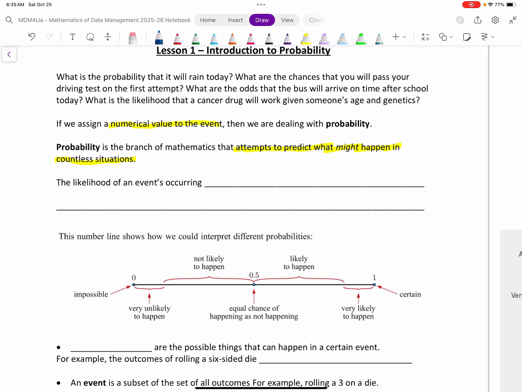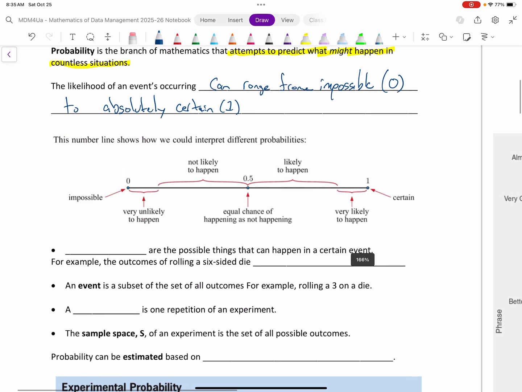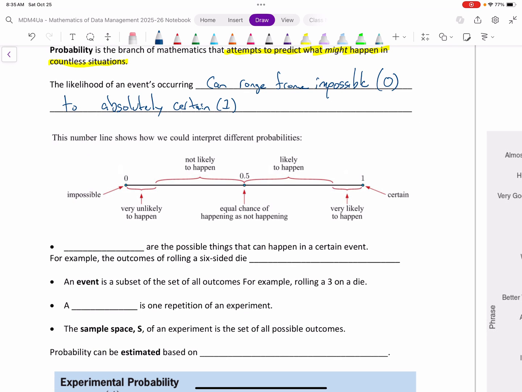So the likelihood of events occurring can range from impossible, which would be the 0, to absolutely certain. And if that was the case, we would have 1, which is equivalent to 100%. So often, when we're doing calculations, we deal with just these numbers from 0 to 1, so often decimals or fractions. But you could deal with percentages as well.